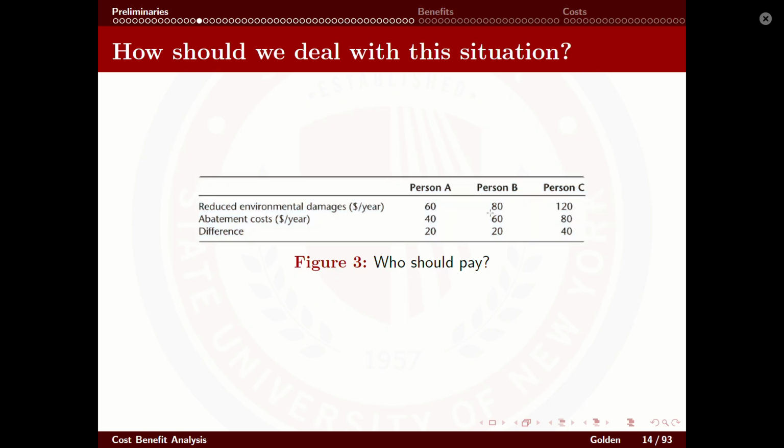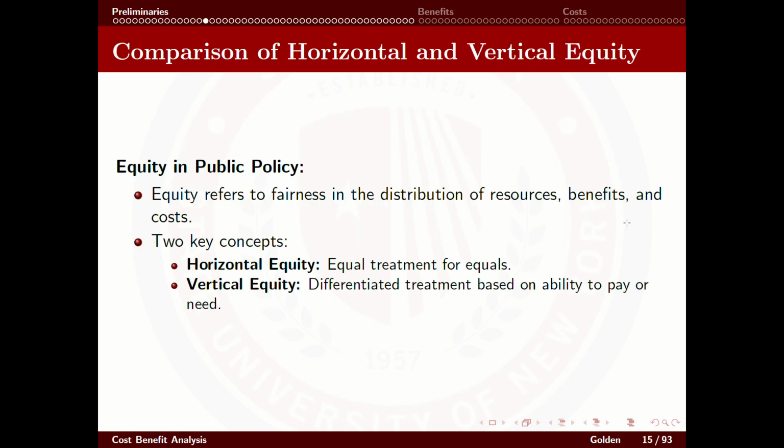So if person C is receiving the greatest benefit, which is the highest level of reduced environmental damages, should they have to pay more for that? Should they have to pay more, given that there's a bigger difference between the reduced environmental damage and the abatement cost? Should this be equalized? This is the question that has to be dealt with based on a philosophical definition of how we should deal with distributional questions. So, comparison of horizontal and vertical equity.